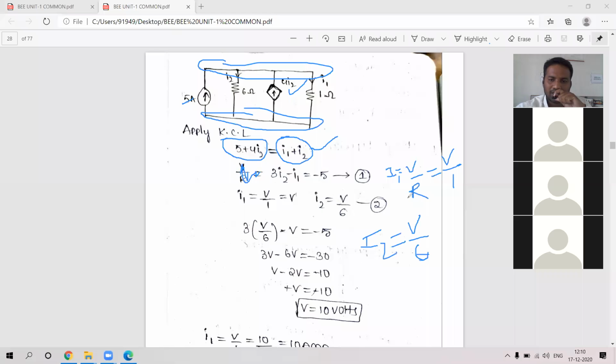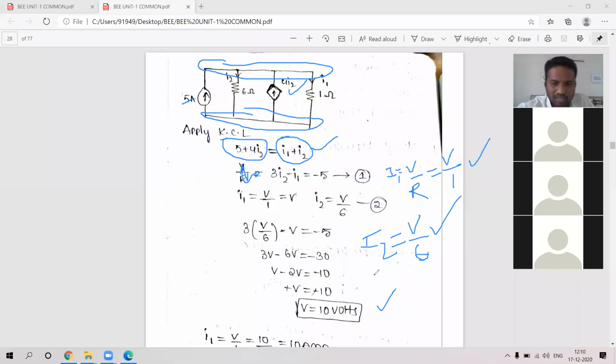Now I am substituting the i1 and i2 values in equation number 1. I1 is replaced by V and i2 is replaced by V by 6. When you replace, you will have only one variable, and if only one variable is there, we can determine that value. So when I substitute, you are going to have 3 into V by 6 minus V, is equal to minus 5. When you do the LCM, you are going to get V is equal to 10 volts.